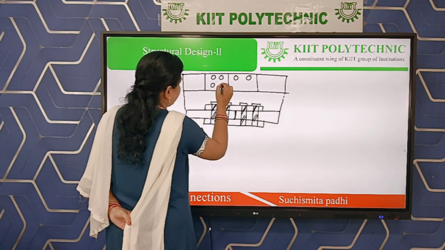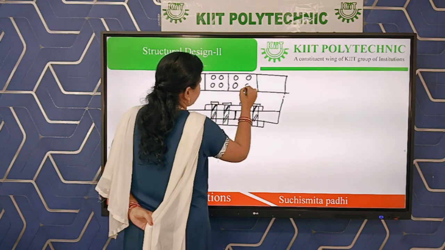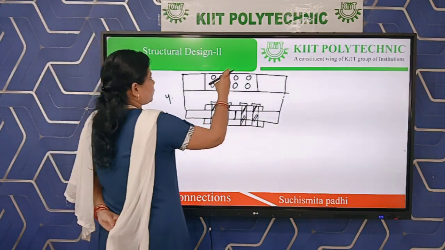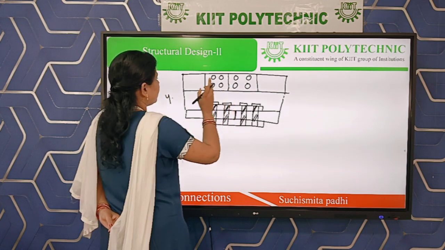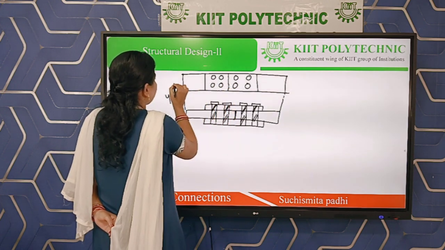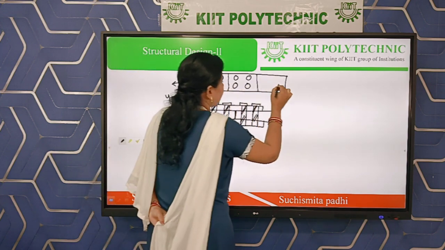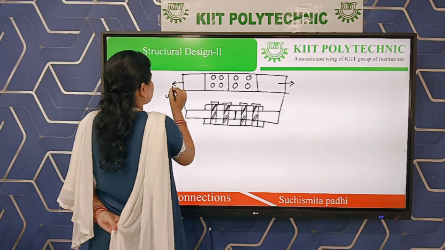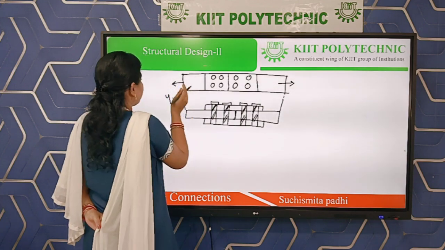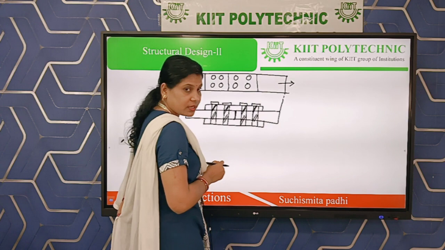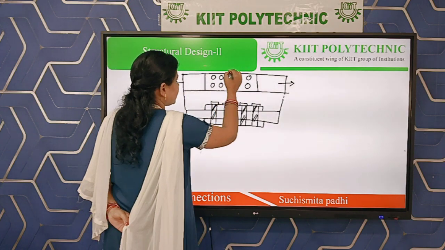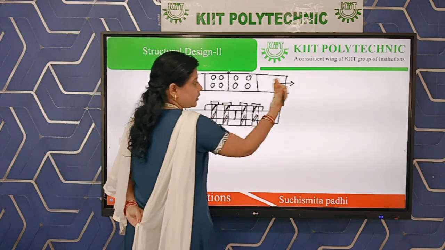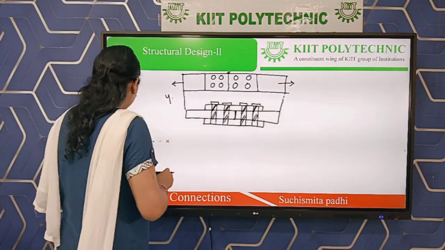You can provide any number of bolts according to the design. The center line is dotted and the outer line is solid, because from the top we can see the outer line of the cover plate and the center end-to-end connection. Here two tensile forces are acting, one at the left end and another at the right end, because we are applying force at the center.